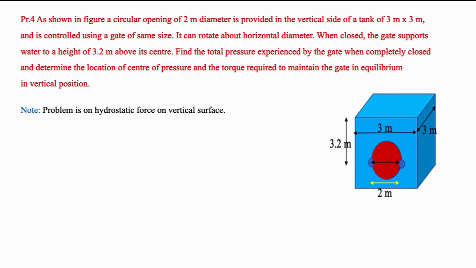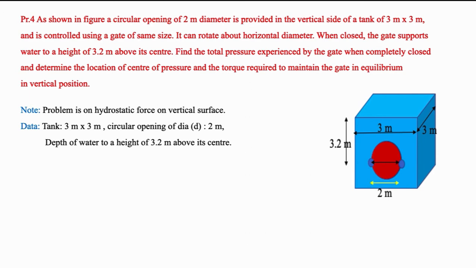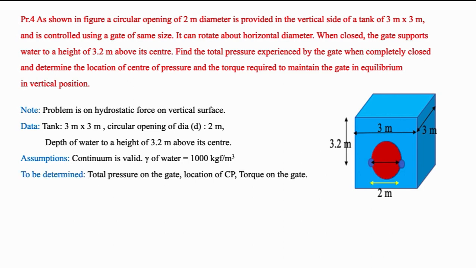The problem is on hydrostatic force on vertical surface. The tank is of size 3 meters by 3 meters, circular opening of diameter 2 meters, depth of water 3.2 meters. Assumptions: continuum is valid, unit weight of water is 1000 kilogram force per cubic meter. To be determined are total pressure on the gate, location of center of pressure, torque required to maintain the gate in equilibrium in vertical position.